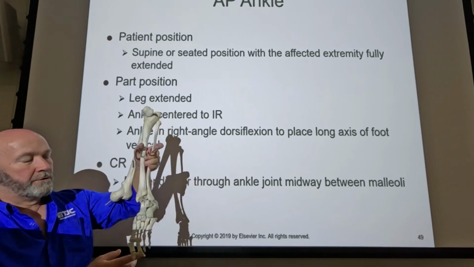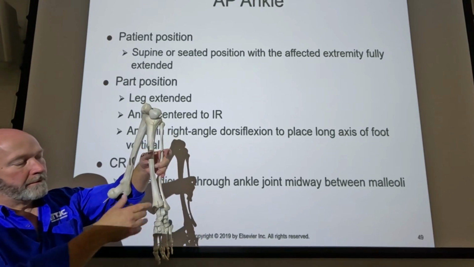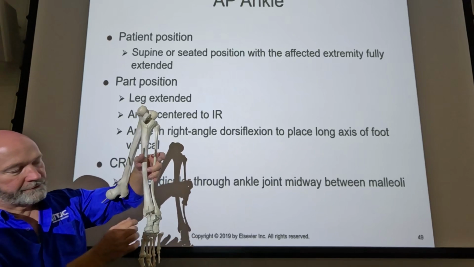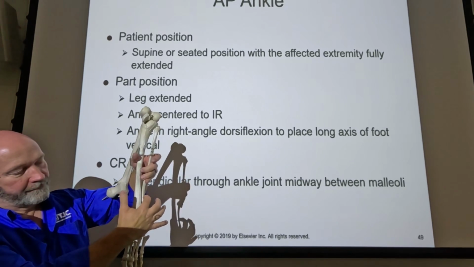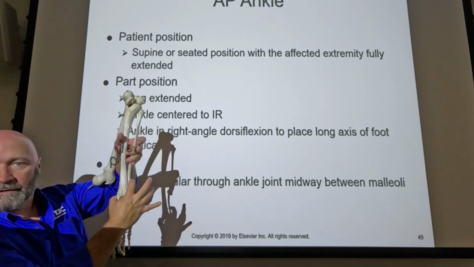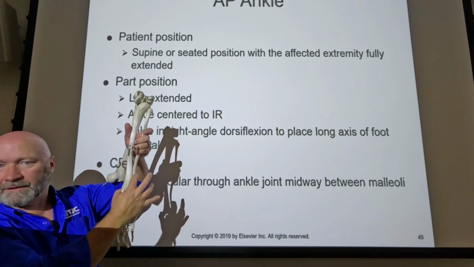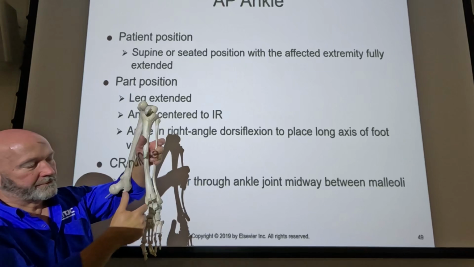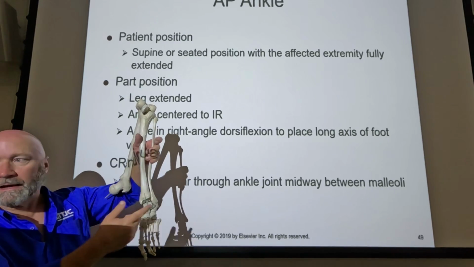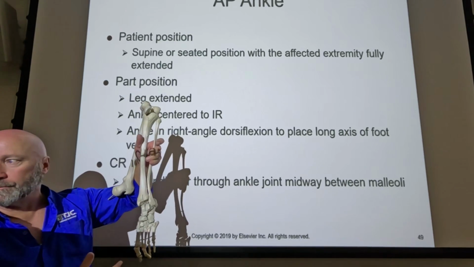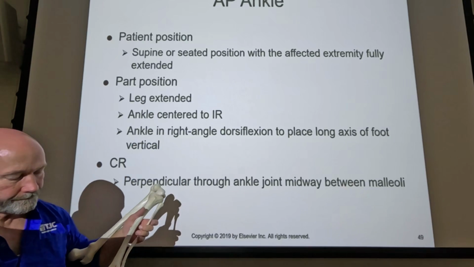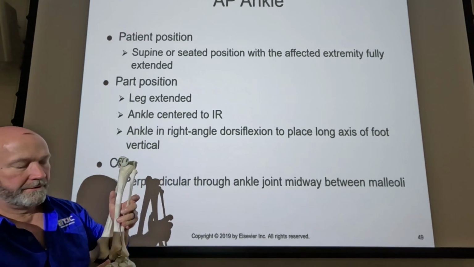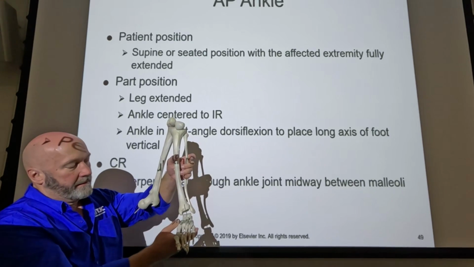Okay, so plantar flex foot, we want to get about a third of the tib-fib because that's where most of the fractures are going to be. Most of the fractures are going to extend from about here down to here. So about a third of the leg, plantar flex, central ray to the middle of the malleoli, which just means middle of the ankle, into the ankle joint. Okay, so your AP, pretty simple, column 8 and all that.